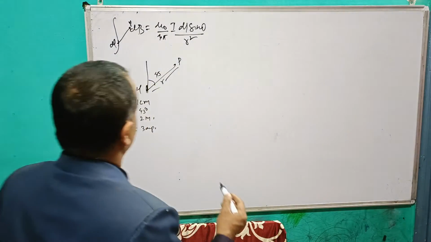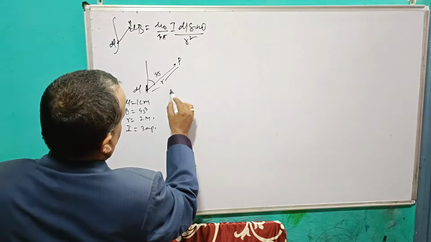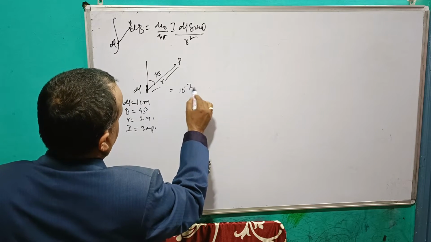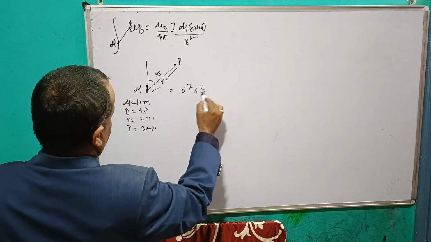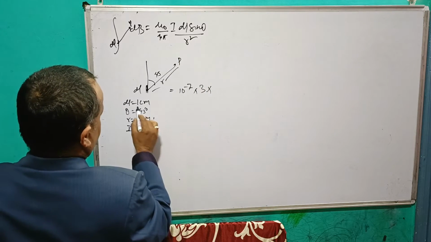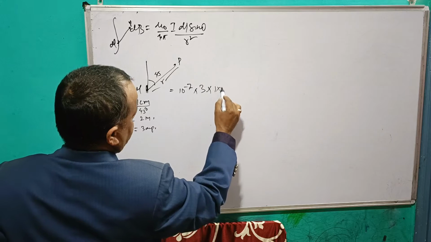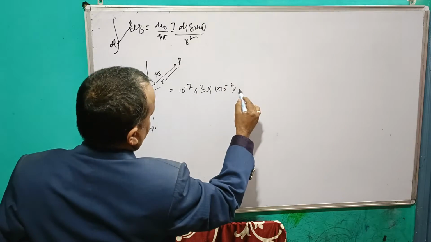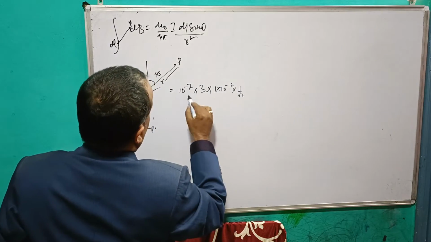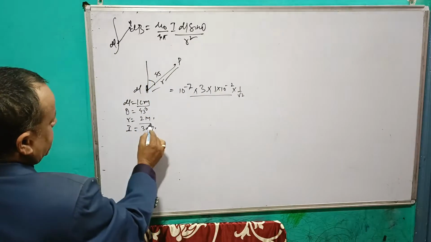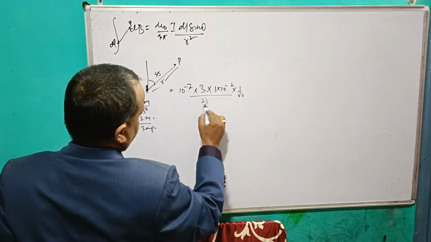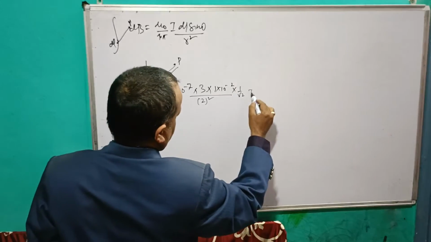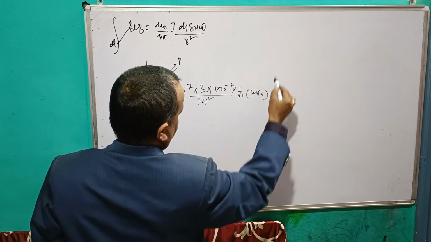So what we will do is apply this formula. Mu naught upon 4 pi is basically going to be 10 to the power minus 7. Current we have as 3 ampere. Element is 1 centimeter, which means 1 into 10 to the power minus 2. Sine theta, we have theta as 45 degrees, so it is going to be 1 by root 2, and the distance is 2, so it becomes 2 square, and this will be the strength of the magnetic field in Tesla. Whatever the result, we'll sort it out.